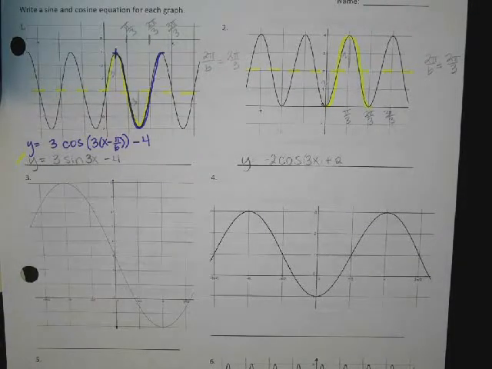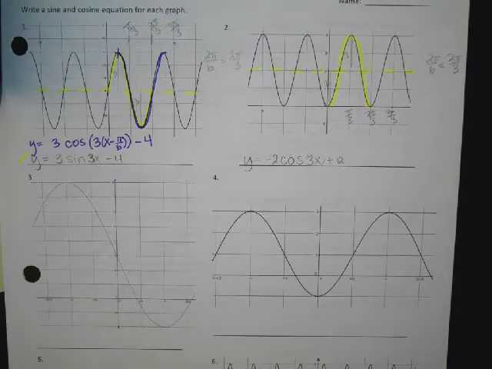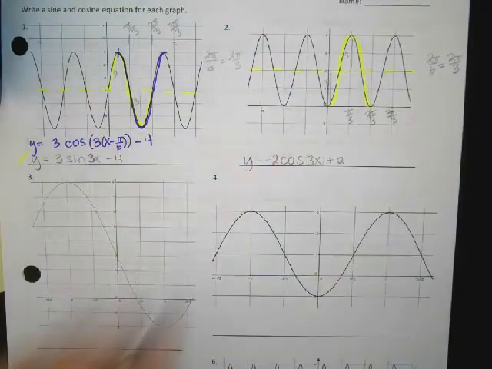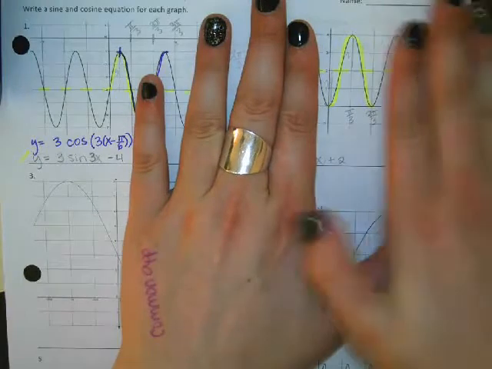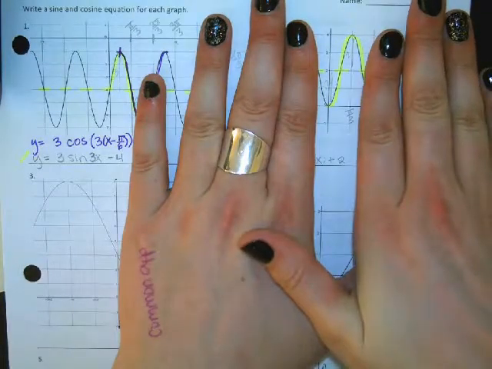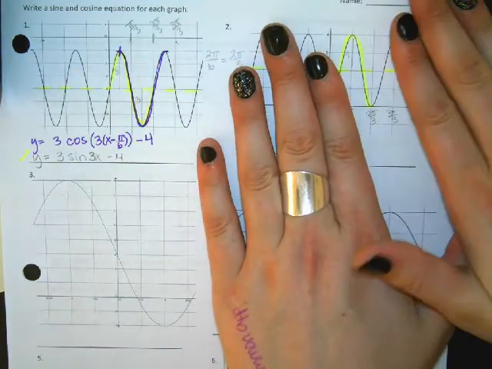Okay. So for us to figure out a sine equation, we have 2 options. We have more than 2 options, but I'm going to give us 2 options. We can do this part right here. You guys see that? We could make that equation. Or we could do this part right here.